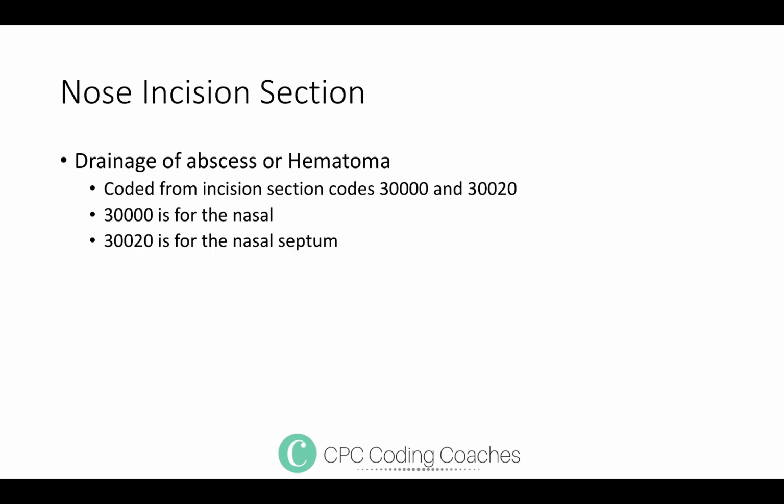Now turn to the nose section of the respiratory section and look at the incision portion. In the incision section, you have drainage of abscess or hematoma. These are coded with 30000 and 30020. 30000 is for the nasal. 30020 is for the nasal septum, which is the middle portion of your nose that separates right from left.